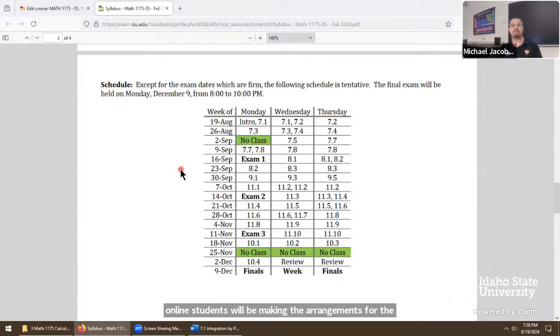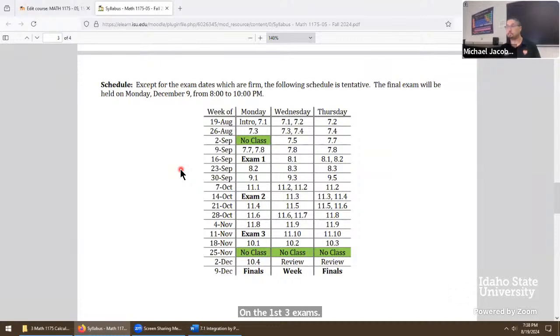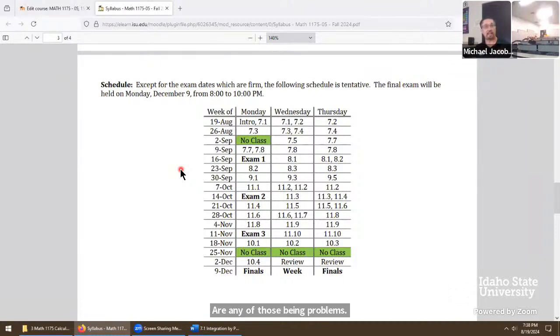Other questions so far? Yeah. I'm just curious, just because I've had a couple of your classes now. On the first 3 exams, are any of those being dropped for any reason? Oh, I'm glad that you asked that. I do have an extra credit policy that I've been doing for a long time now. I don't think I was ever supposed to do it in college algebra, but they never got back to me on it. So there's that.